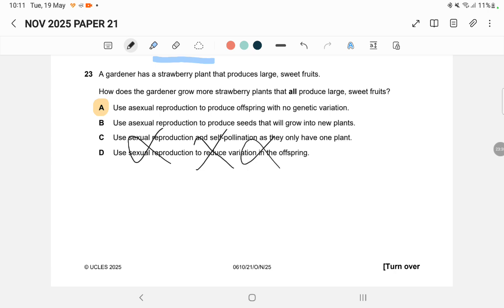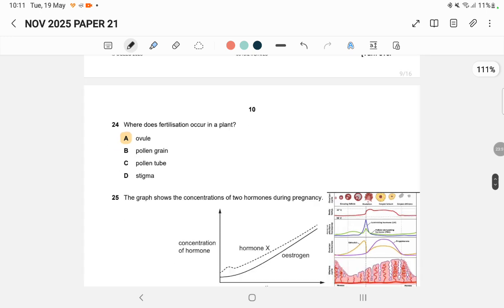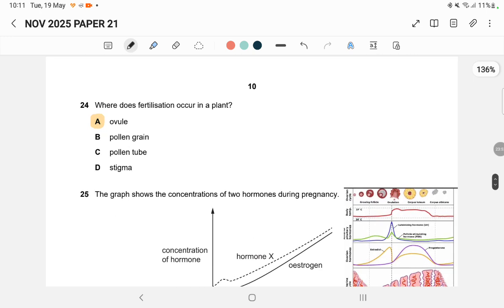You will use asexual reproduction to produce offspring with no genetic variation. You don't want any genetic variation, because any variation will cause these characteristics to change, and you don't want the large sweet fruits to become small and non-sweet fruits. You want nothing to be changed. So basically A will be the correct answer. It's telling you here, where does fertilization occur in a plant?